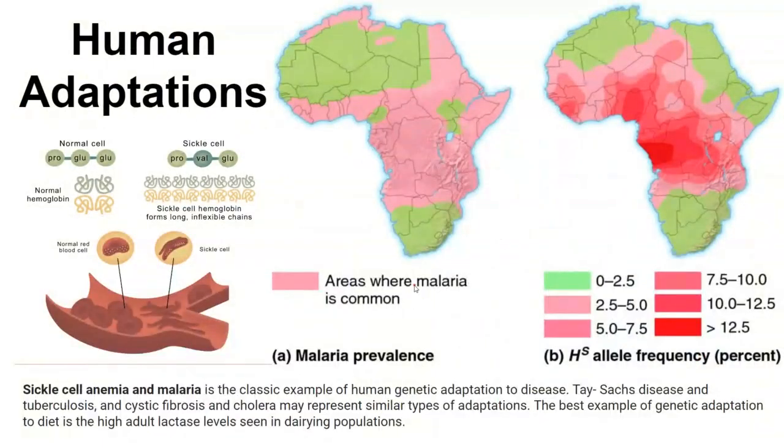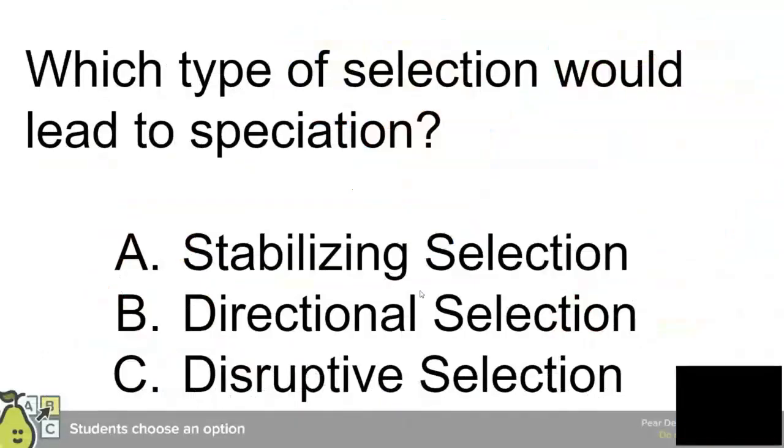Here you can see a map of malaria against a map of the allele that carries sickle cell anemia. So you can see, especially in this tropical zone right here, that the incidence of sickle cell anemia very closely matches the incidence of areas with lots of malaria. So it does give that population an advantage in being resistant to this disease.